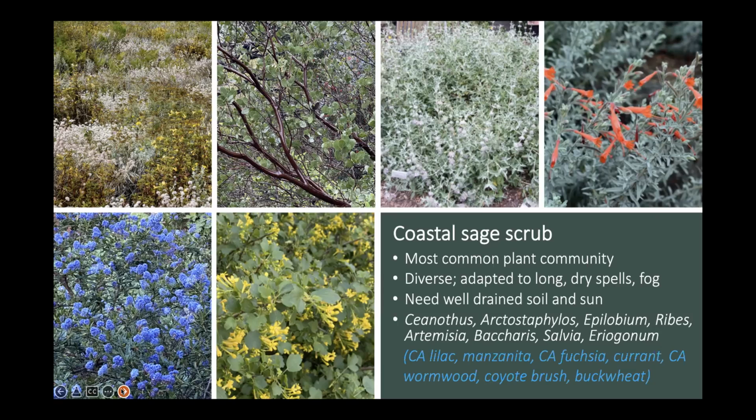So here you can see some of our lovely California lilacs, the manzanitas with their gorgeous bark, the California fuchsia, currants. This photo with the yellow flowers is one of our currants. The wormwood, the artemisias. I think I already mentioned the California lilac or the ceanothus down here, bottom left, and coyote brush, the buckwheats. It's just an incredibly varied and beautiful plant community.